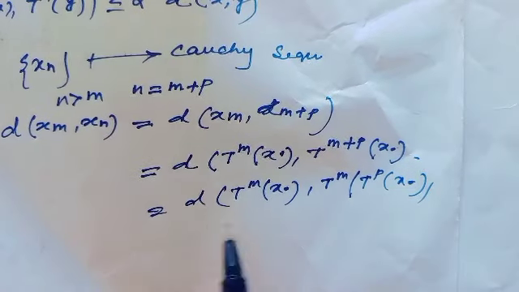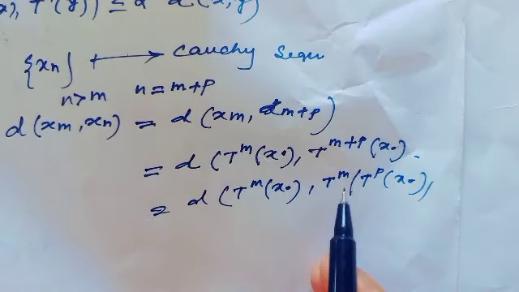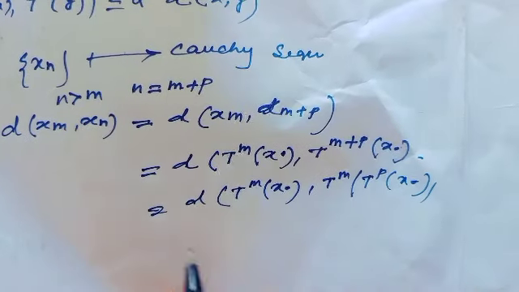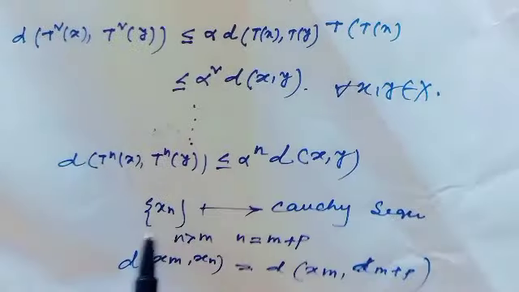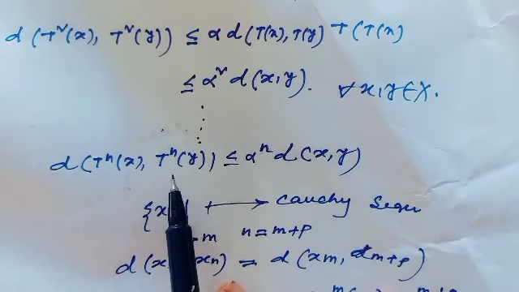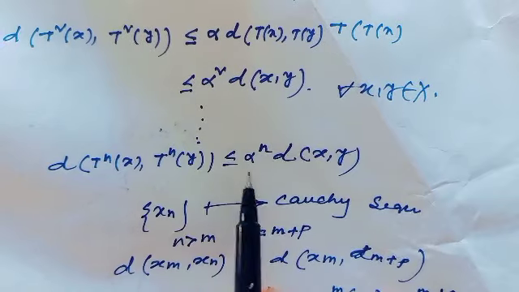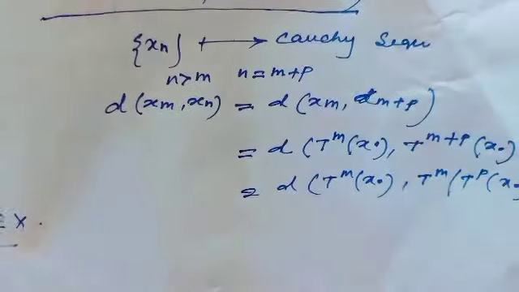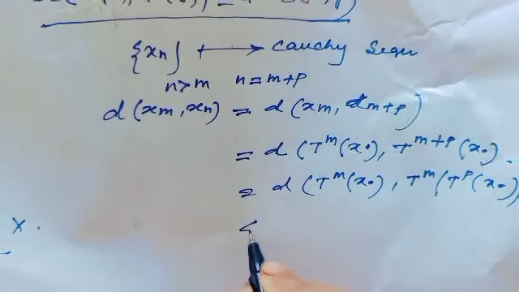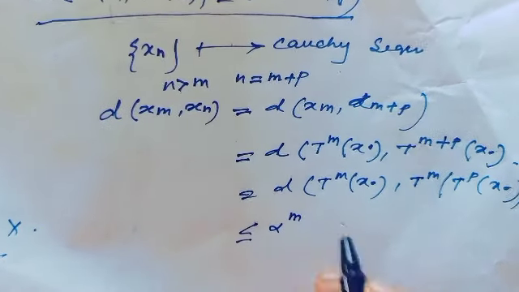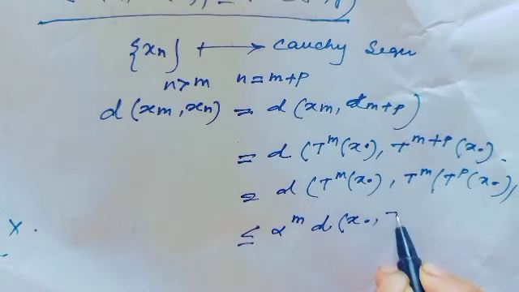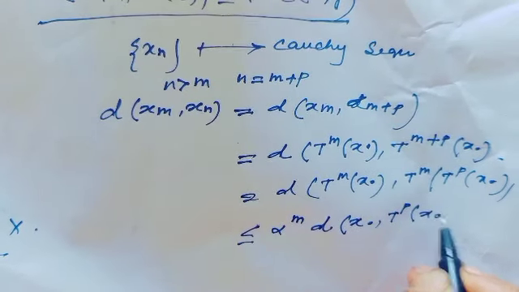Okay? And d of T to the power m x naught comma T to the power m of T to the power p x naught, by the inequality d of T^n x comma T^n y less than or equal to alpha to the power n d of x y, we can tell this is less than or equal to alpha to the power m times d of x naught comma T to the power p x naught.